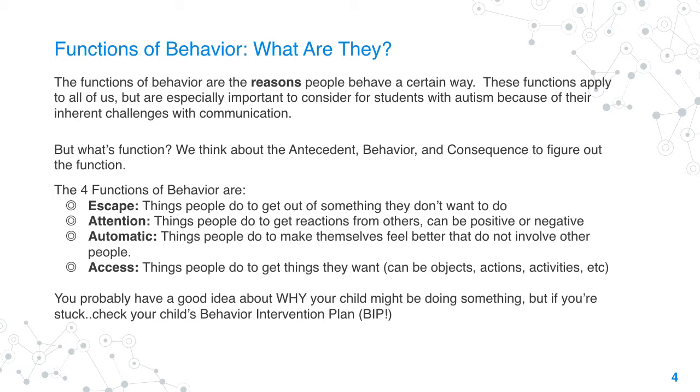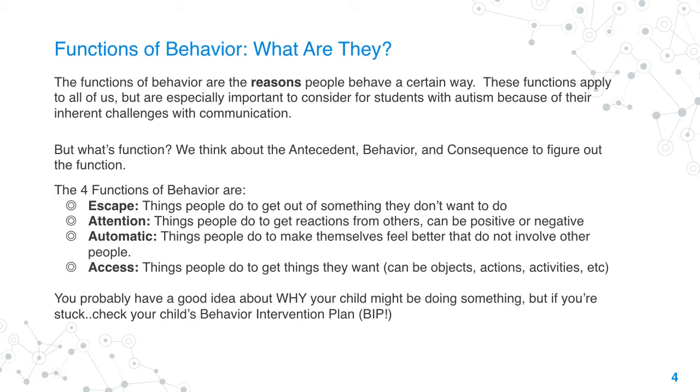When we're thinking about the function, we want to think about what's happening before we see the behavior, what the behavior is, and then the consequence, what's happening afterwards, to help figure out the function. The four functions of behavior are first, escape, so things people do to get out of something they don't want to do. Attention, which is things people do to get reactions from others, and these can be both positive and negative. Automatic, and these are things people do to make themselves feel better and they don't really need to involve other people. And then lastly, access, and these are things people do to get what they want.